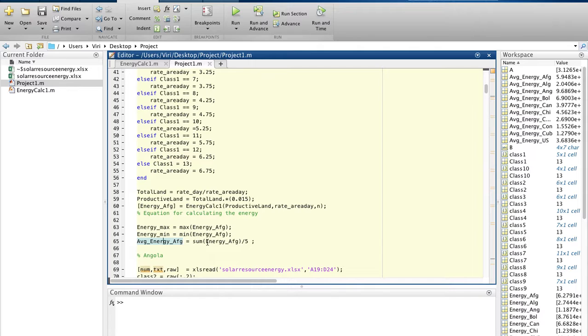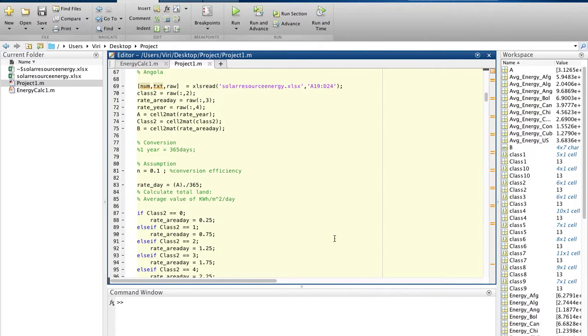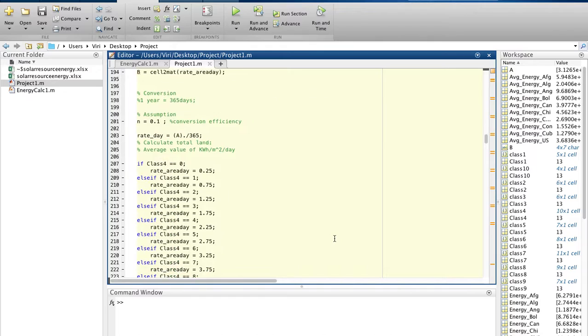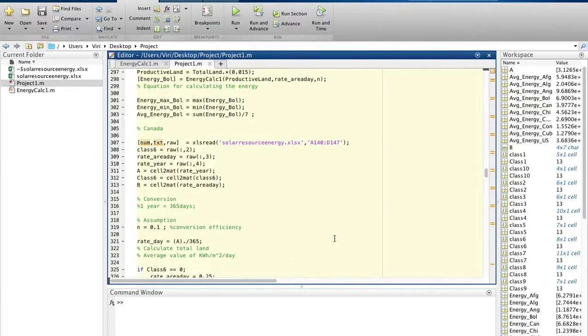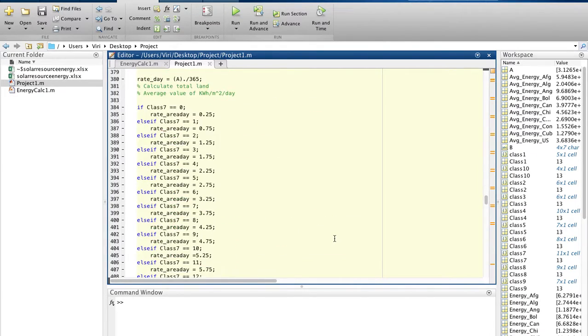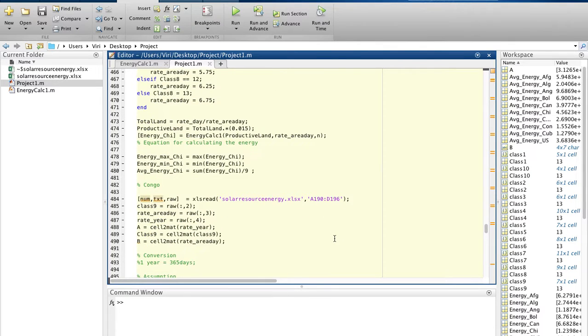And for the average energy, we summed the data and then divided by 5, which is the number of inputs for that country. We did that for many of the countries. This is the same thing I just explained, but for different countries.